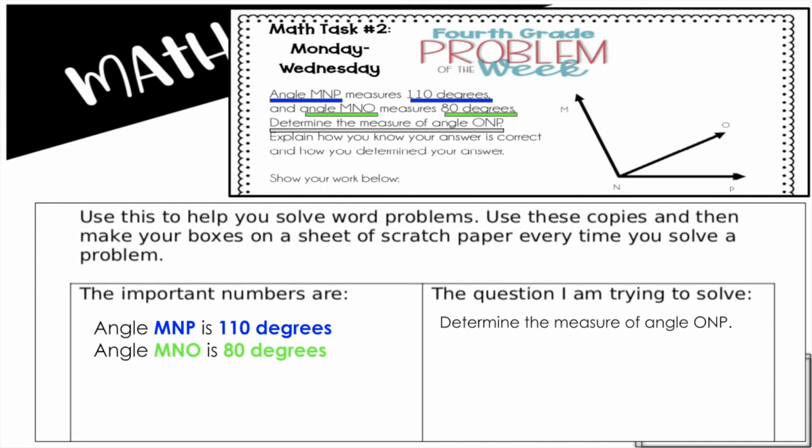I have to be laser focused on finding ONP before I can go on past that gray line that I underlined. I'm not going to be able to explain, determine how I got my answer, or show my work if I can't answer this simple question: determine the measure of angle ONP. So for now, personally, I'm going to keep that in this box, not overwhelm it with a bunch of writing, and focus on this question as I'm moving forward.